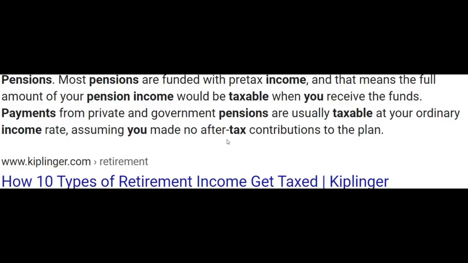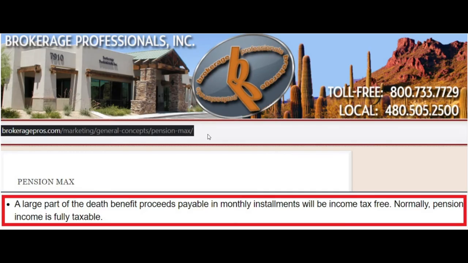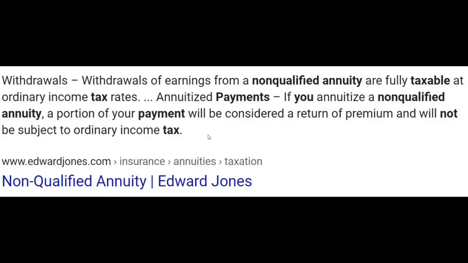Pensions that are funded with pre-tax money generate income payments that are 100% taxable. On the other hand, non-qualified annuities have a portion of the payment that is considered to be non-taxable. According to one financial services website, in such a situation, settling a non-qualified annuity results in a monthly payment that is only partially taxable, since a portion is considered to be a return of premium. And in our case, the premium would have been paid with an income tax-free death benefit.